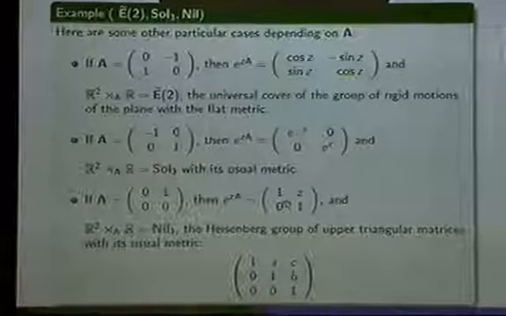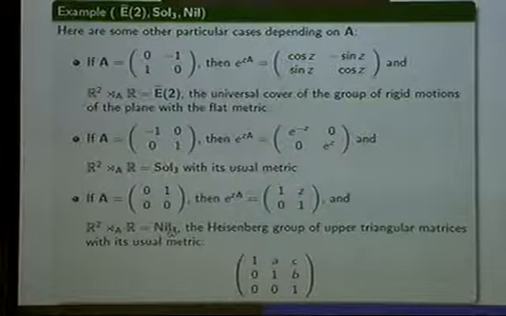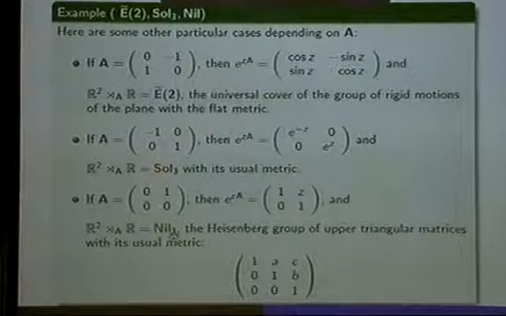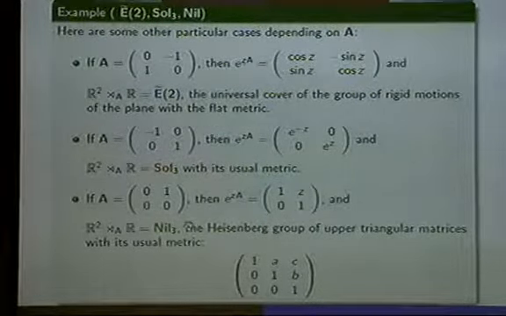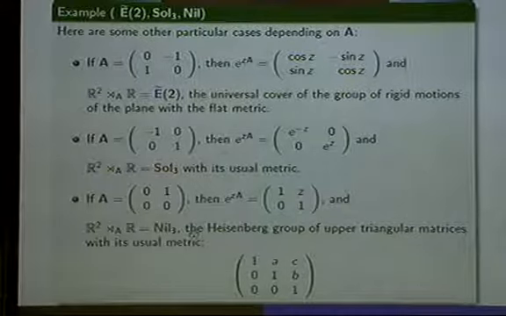Okay, another simple matrix is this one. Exponentiating it gives you this matrix, and you get back the group Nil with its standard metric. There's really only one metric on Nil up to homotheties, right? Okay, so that shows you a very simple way you get back all the information.